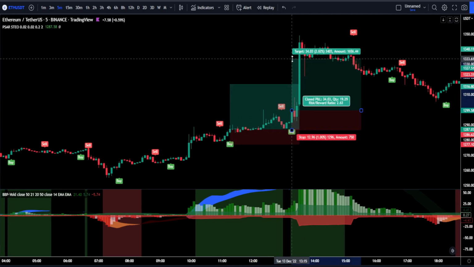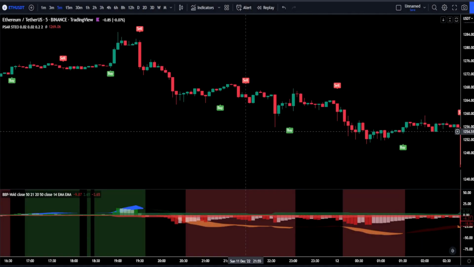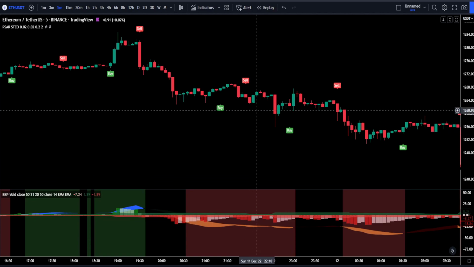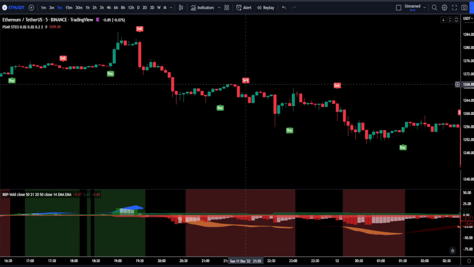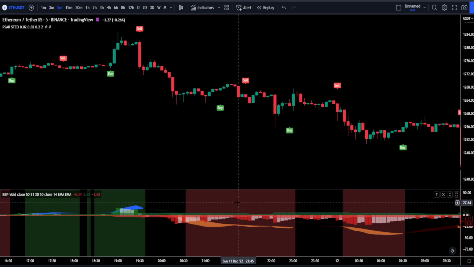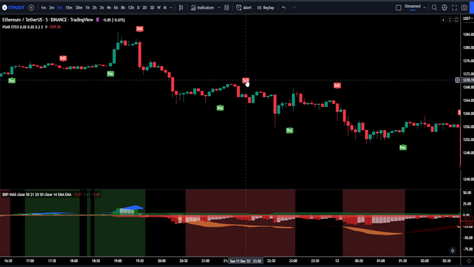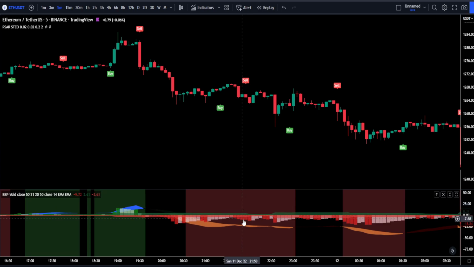Alright, now let's understand the short trades. So first we need to have a new sell signal from our parabolic SAR indicator. Second, the background on the BBP void must be colored in red. And third, by the time the parabolic SAR issues a new sell signal, the BBP void must form at least 3 consecutive red bars in a row.